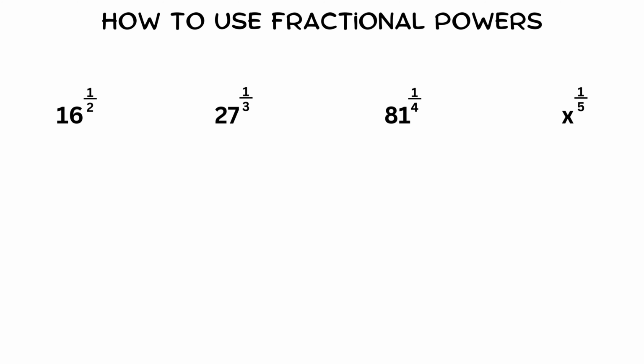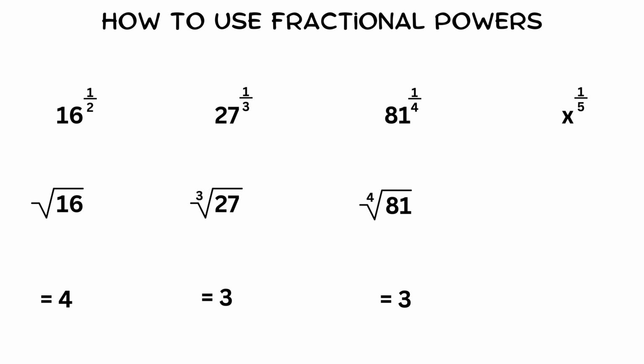So for 16 to the power of 1/2, we'd have the square root of 16, which is 4. Then for 27 to the power of 1/3, we'd have the third root of 27, which is 3. Then 81 to the power of 1/4 would be the fourth root of 81, which is also 3. And then x to the power of 1/5 would be the fifth root of x, which we can't simplify any further, so we'd have to leave it like that.